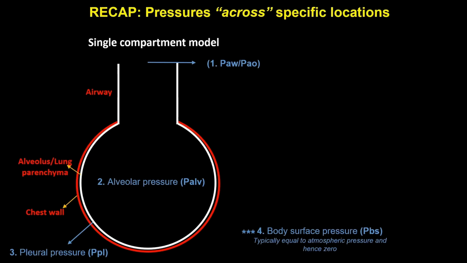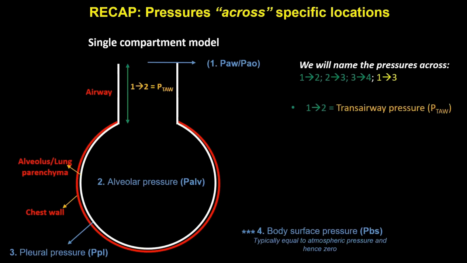So we defined 4 of those, and 3 of them were contiguous. The first one was trans-airway pressure, which was the difference between airway pressure and alveolar pressure. The second one was trans-alveolar pressure, the pressure across the alveolus. Again, the trans-airway pressure is a resistive drop in pressure and only exists during airflow.